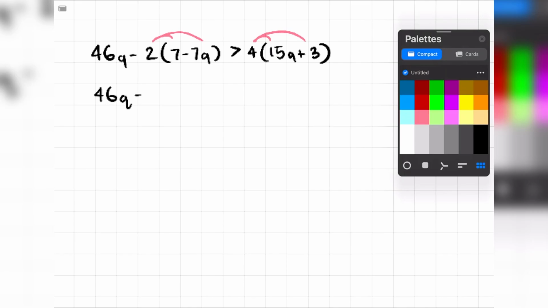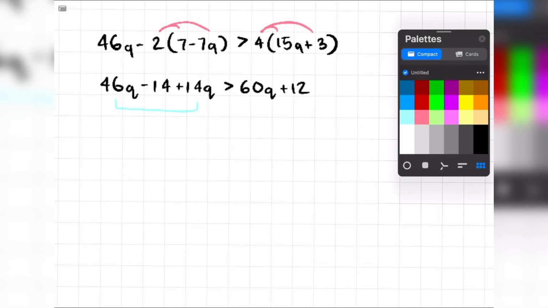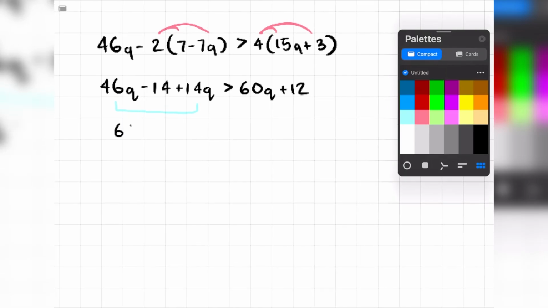46q minus, and then negative 2 times 7 is negative 14. Then negative 2 times negative 7q is positive 14q is greater than 4 times 15 is 60q, sorry. And then 4 times 3 is 12. Now, next step, combine like terms. These guys combine. That gets you 60q minus 14 is greater than 60q plus 12.